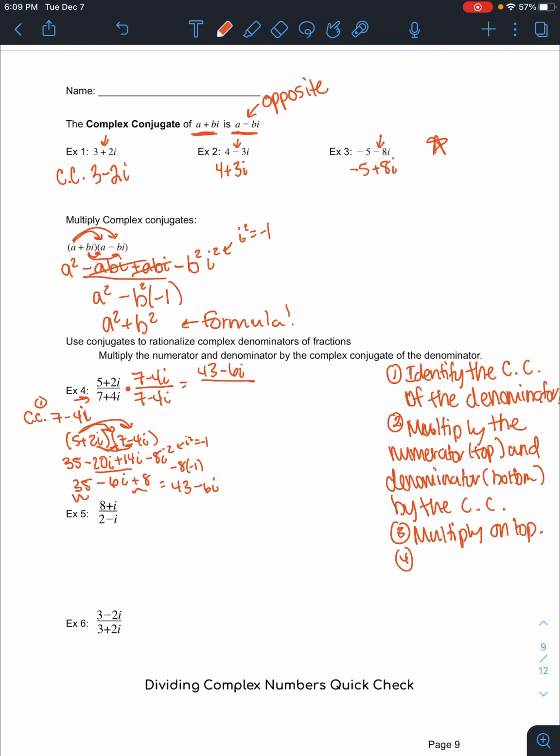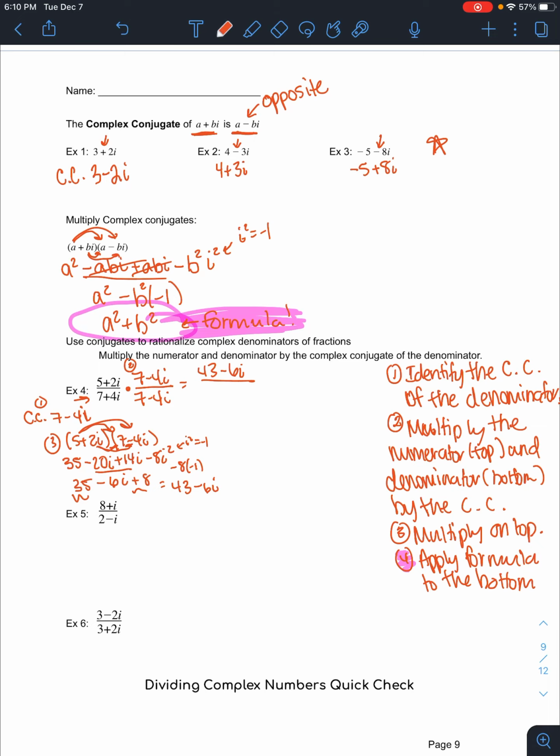My step number 4, so this is step number 3 right here. This is step 2. Step number 4 is apply formula to the bottom. So what I mean by that is this formula up here that we just found. We're going to use that in step 4, okay?